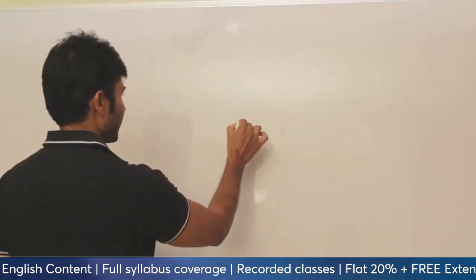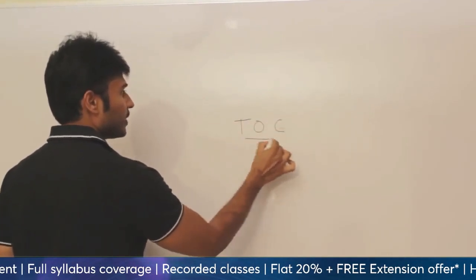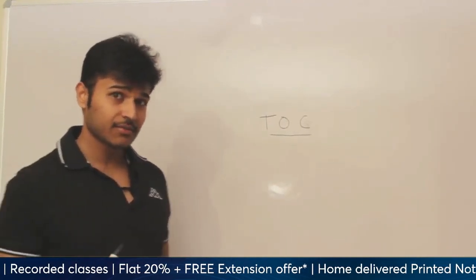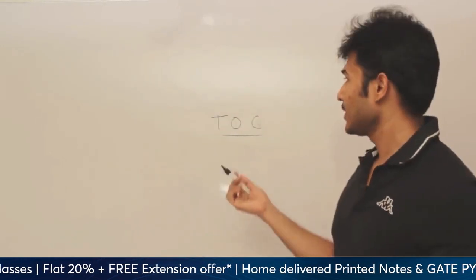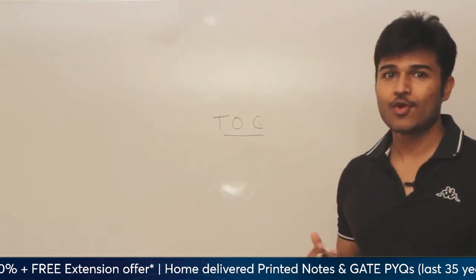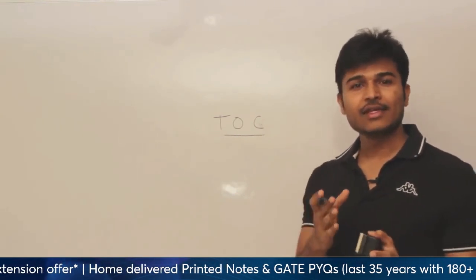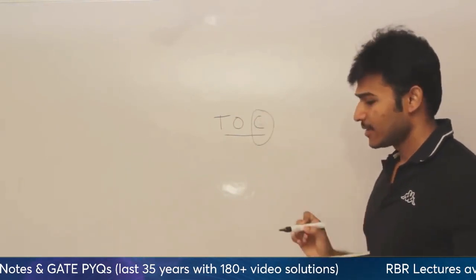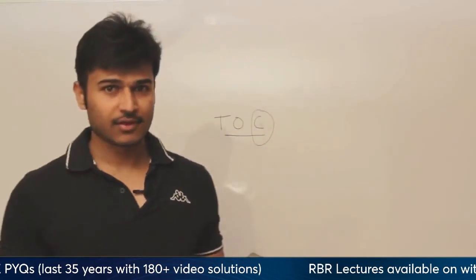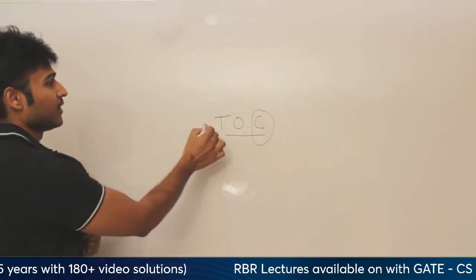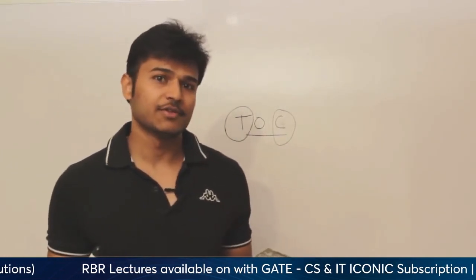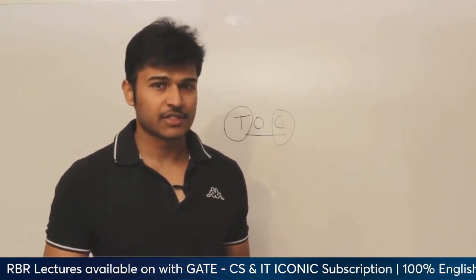Today I'm going to discuss TOC, theory of computation. T means theory, O means of, C means computation. So by this name, you must be understanding that this is something about computation. So what is computation? Computation is nothing but any task that can be performed by a calculator or a computer. So we are going to mathematically model a computer or any machine in general, and then we are going to study the theory about it. Which means, what are the capabilities of this machine, what are the problems that could be solved by this machine, and what are the limitations of such a machine.